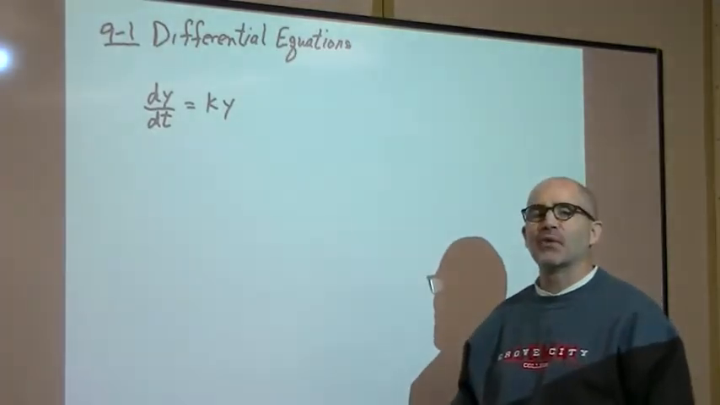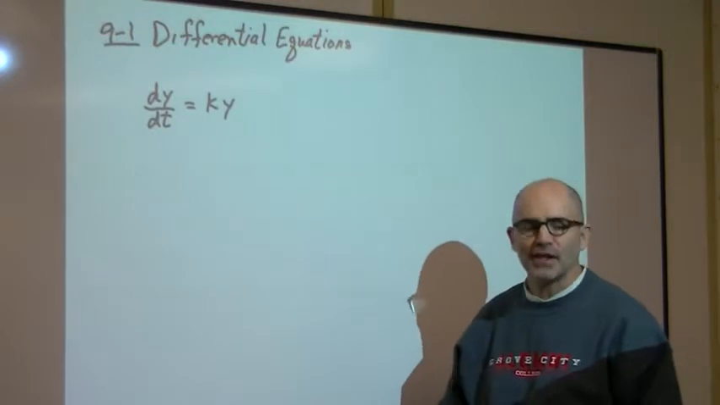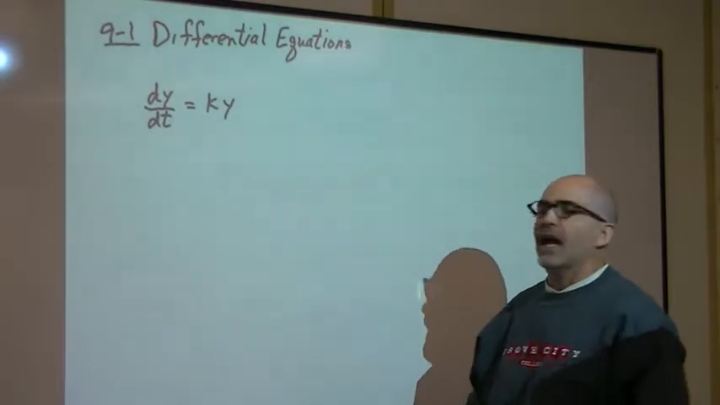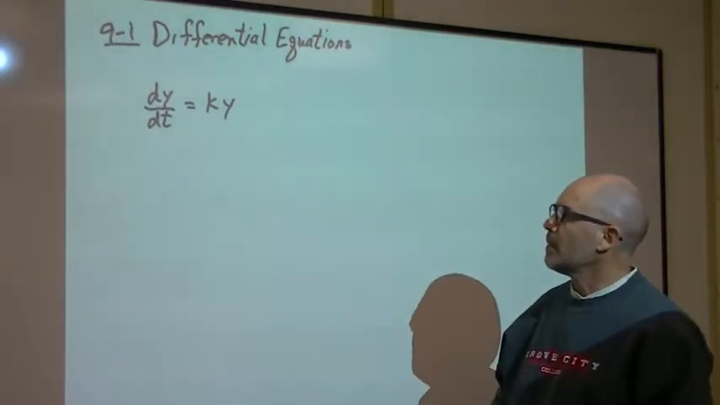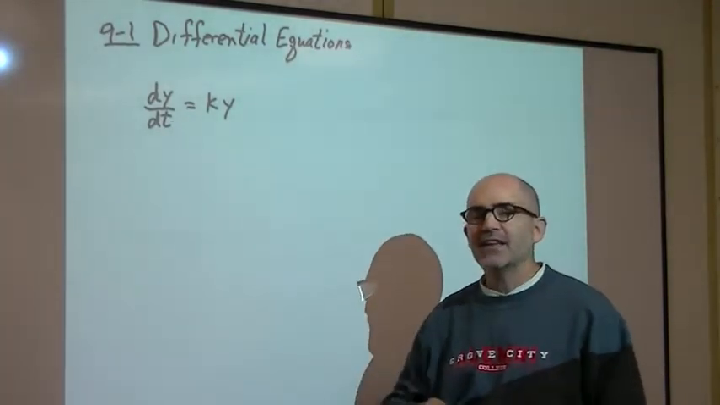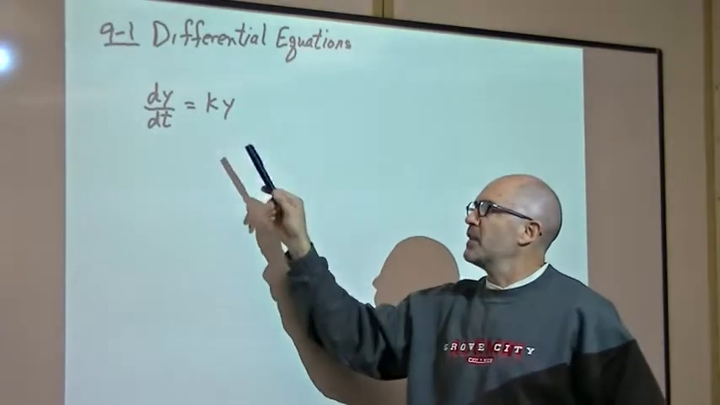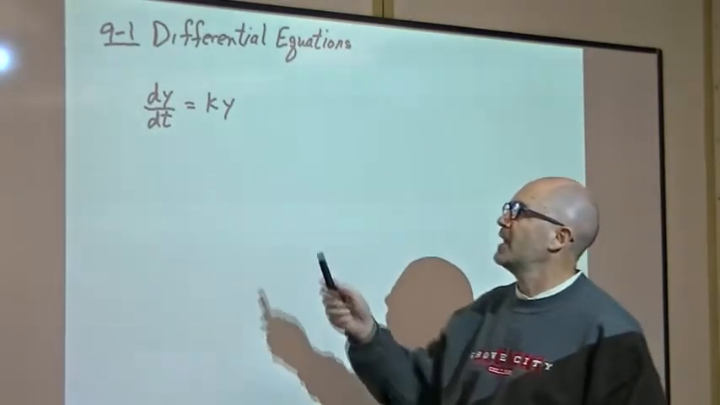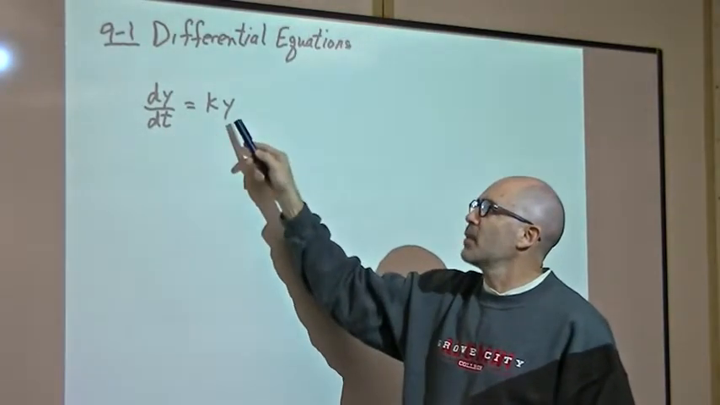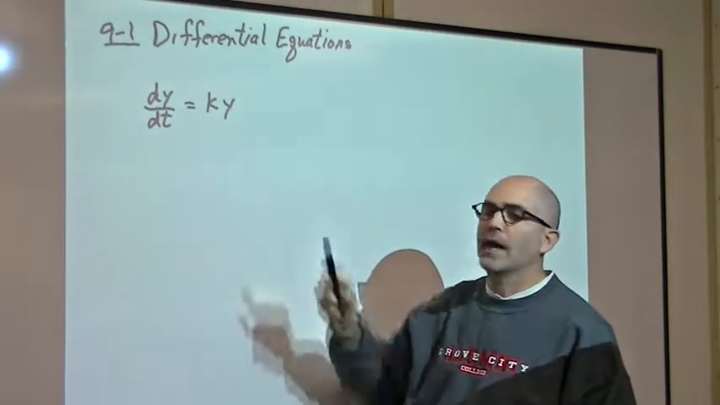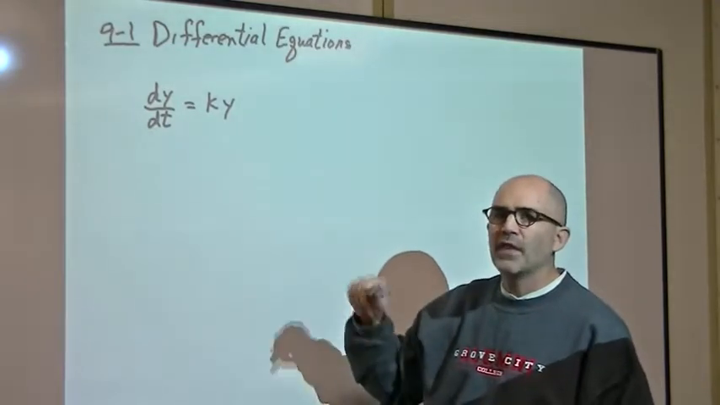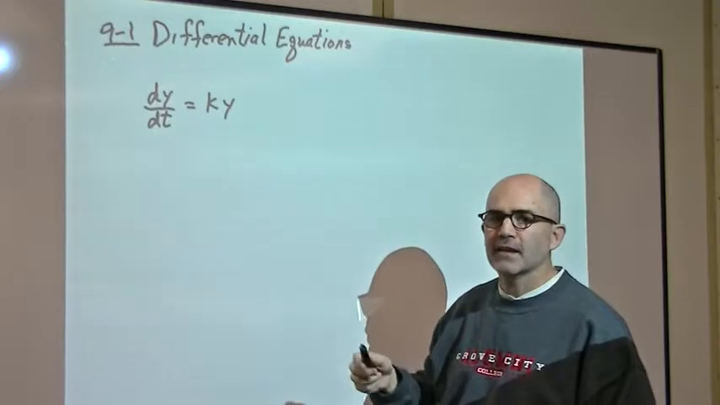Chapter 9, Section 1, Differential Equations. Okay, a differential equation is an equation that has a function and its derivative in the same equation. Now this is about the simplest differential equation that there could be. dy/dt, the rate of change of y, is directly proportional to y. So what we want to do is solve for y without having the derivative in it.